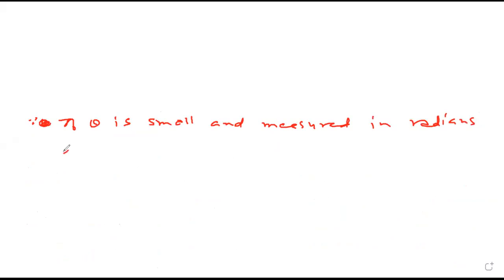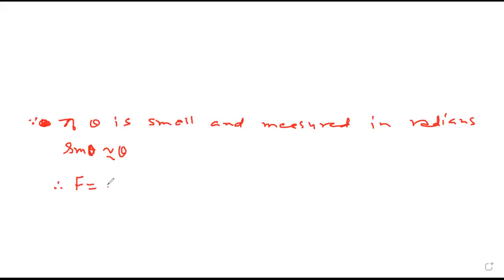If theta is small and measured in radians, then can I say sin theta is approximately theta? Are you aware of this? Yes, sir. If theta is small and measured in radians, sin theta is approximately theta. Yes, sir, we can.